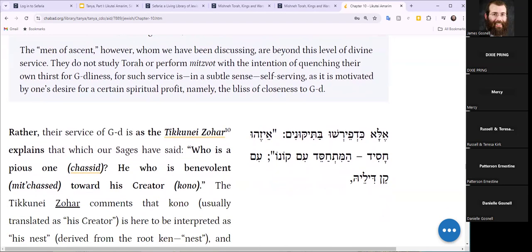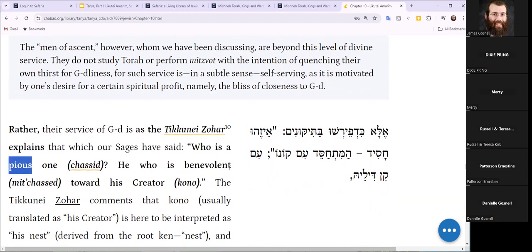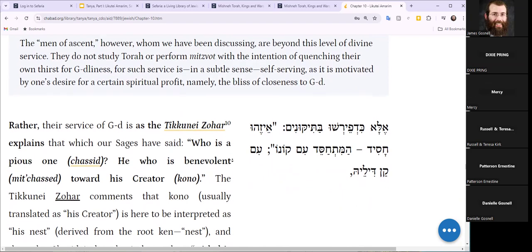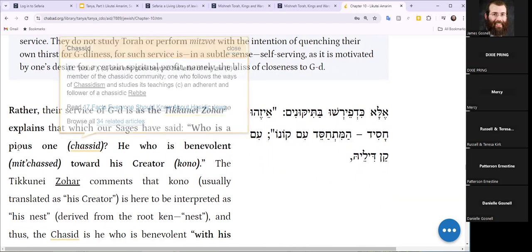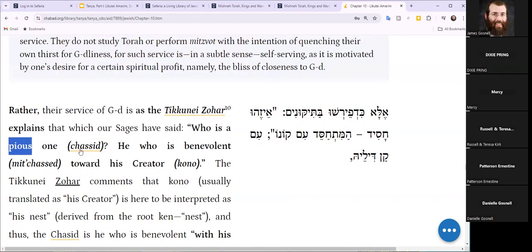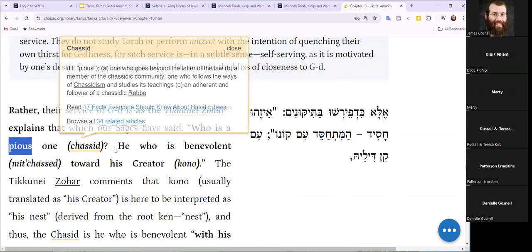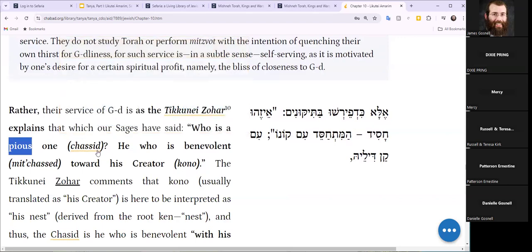Rather, their service of God is as the Tikkunei Zohar explains, that which our sages have said. Who is a pious one? A chassid. So yeah, again, I don't like that term when it's translated from chassid, because it's a different thing. One who is a chassid. So the root word is chesed, not like pious, not like strictly doing, but it's attached to chesed, which is kindness. He who is benevolent, mitchesed, toward his creator.